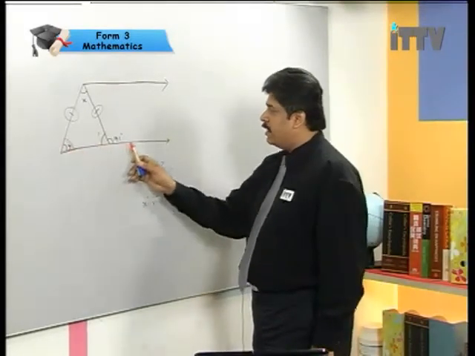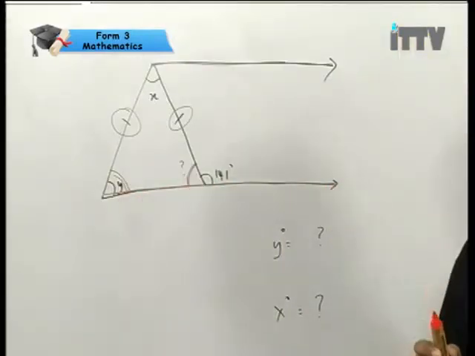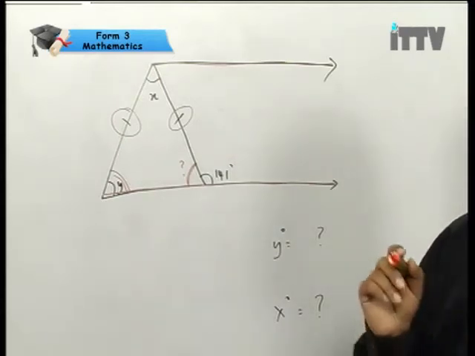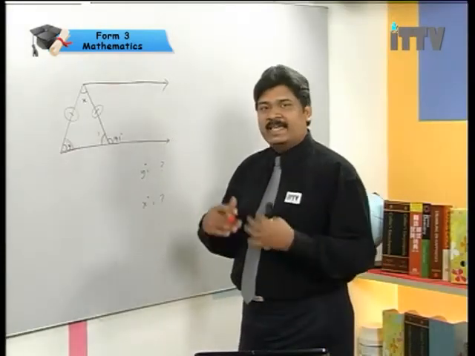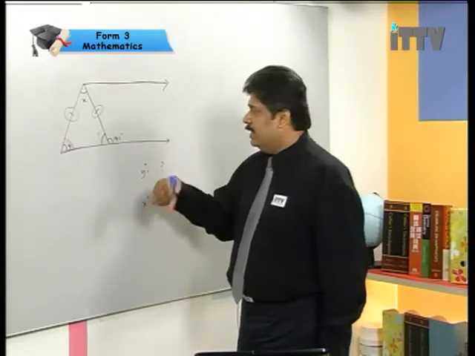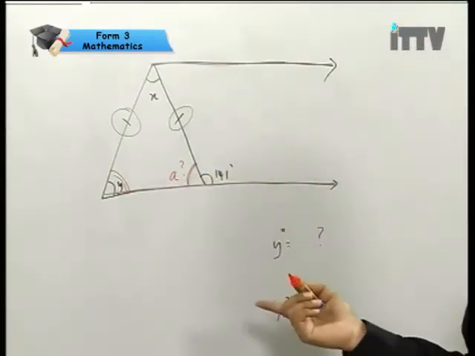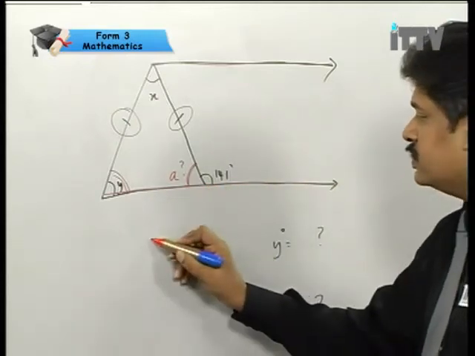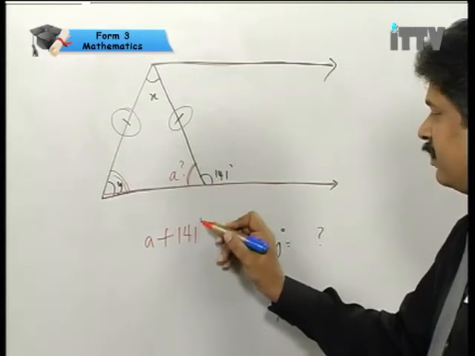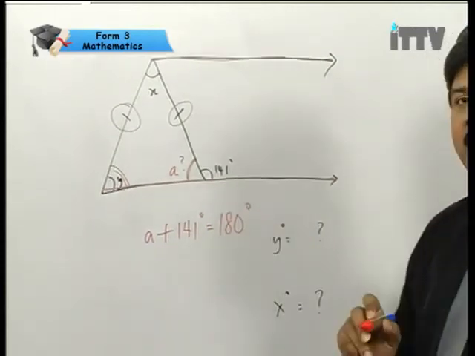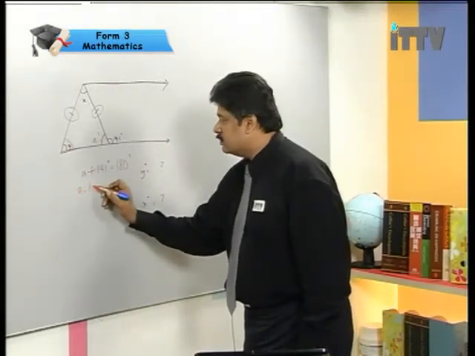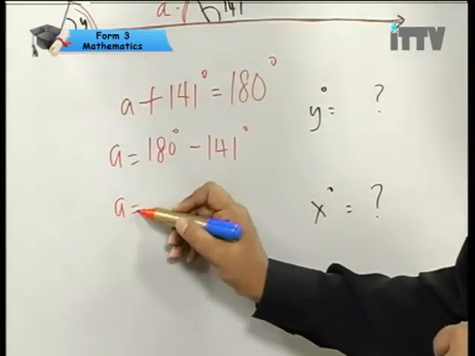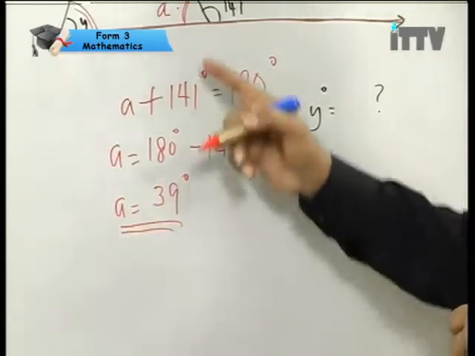If you note, this is a parallel line, and we know parallel lines are straight lines. And the concept of straight lines is, the sum of angles on a straight line is 180 degrees. So let me give a letter to this particular angle. Let us say I name it A for calculation purposes. In order for me to find y, I find A first. So since it is a straight line, A plus 141 degrees will give me 180 degrees. So A is equal to 180 less 141 degrees, and A should read as 39 degrees. That is the value of A.